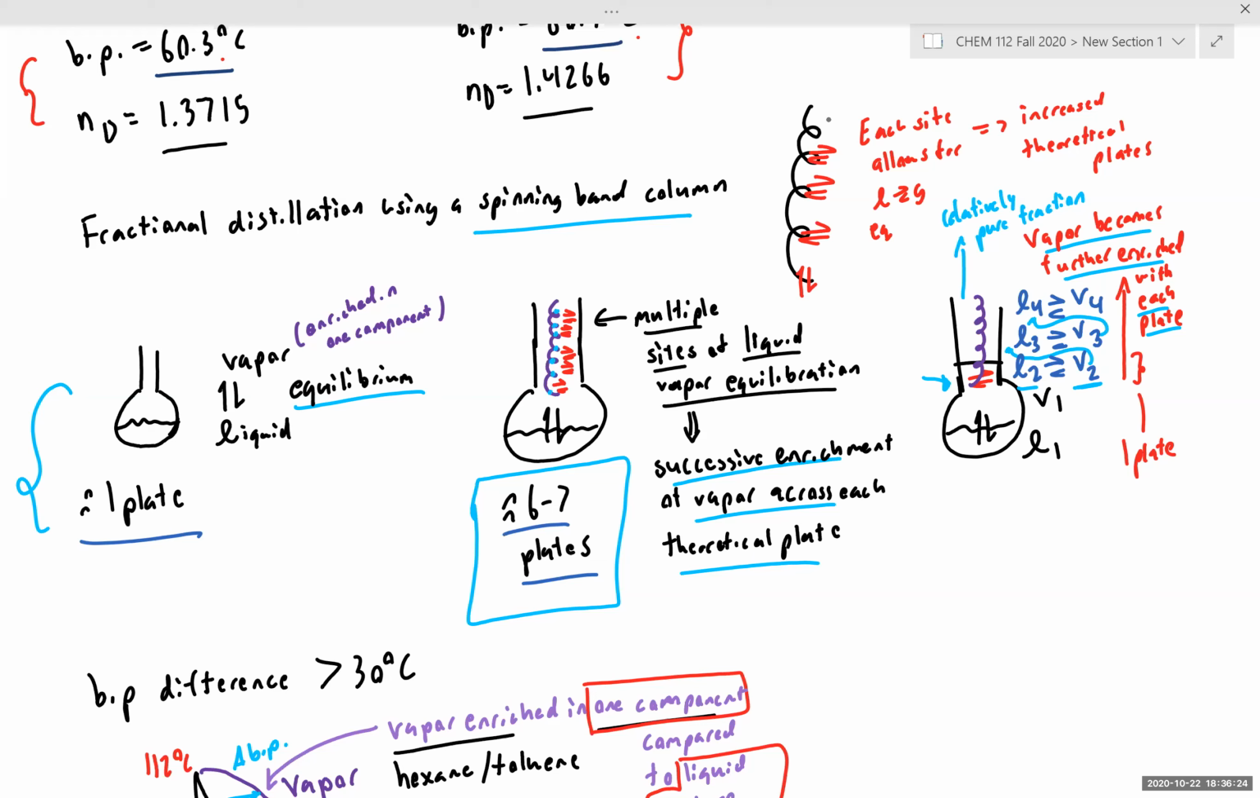Does that idea make sense? Does everyone see how a spinning band column functions and why it achieves a greater number of theoretical plates? Any questions on this idea?